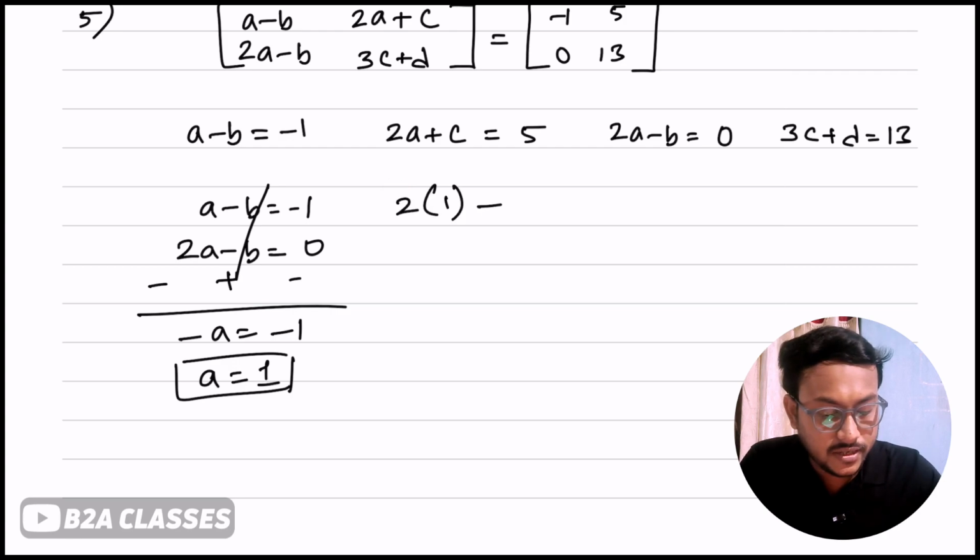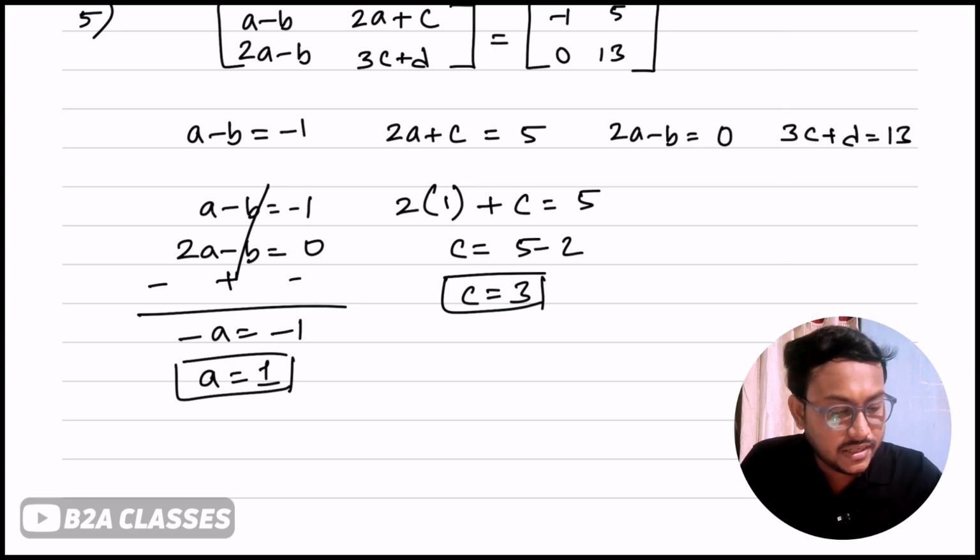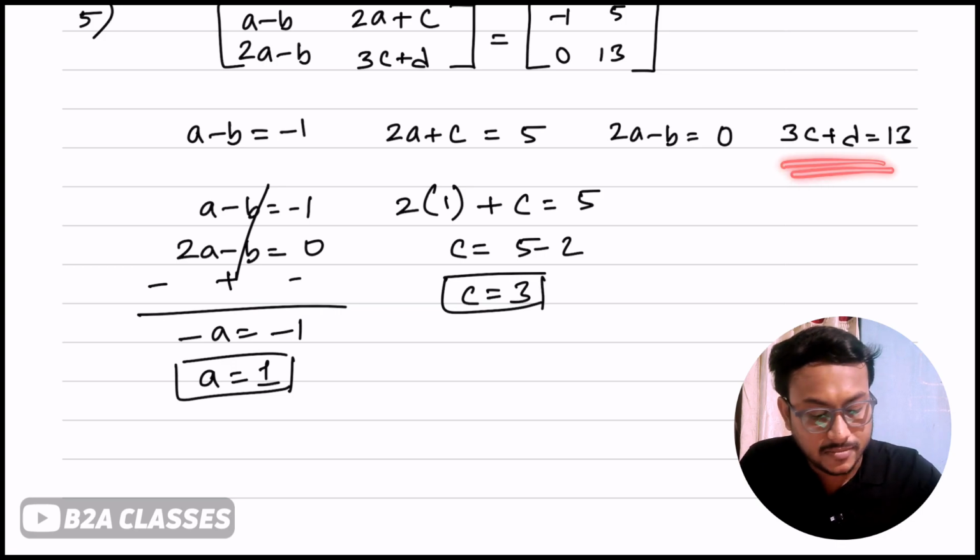सो 2 इंटू वैल्यू ऑफ a प्लस c इक्वल्स टू 5. c विल बी इक्वल टू 5 माइनस 2. सो c इज बेसिकली 3. ये है सेकंड सोल्यूशन. नेक्स्ट c के वैल्यू को हम यहाँ पे पुट करके d निकाल सकते हैं.